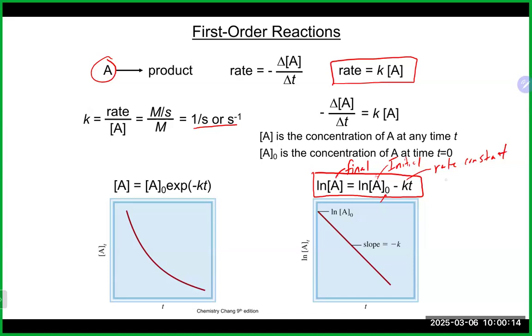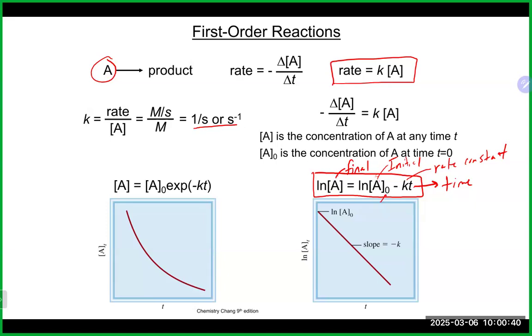And t here is something people need a little time to get used to, because when they see t, they usually automatically think temperature. That's not temperature, that is time in this case. So just keep that in mind. Obviously, temperature would be capital T, but here it is lowercase t, which is actually time. That's a really important thing.